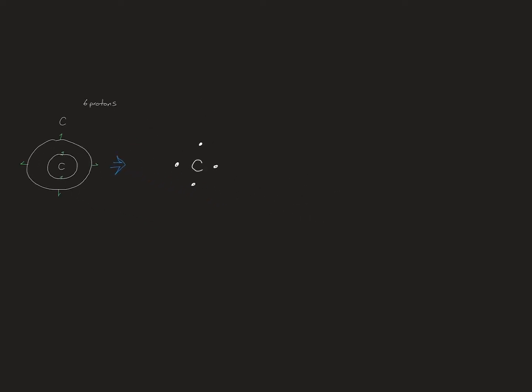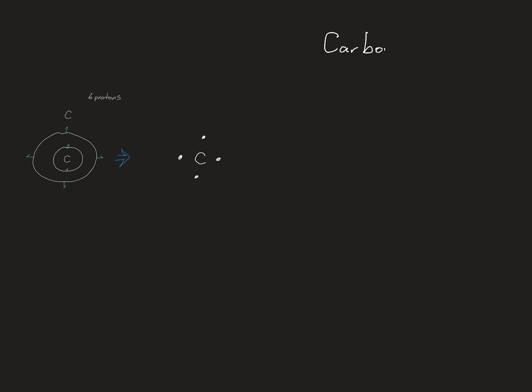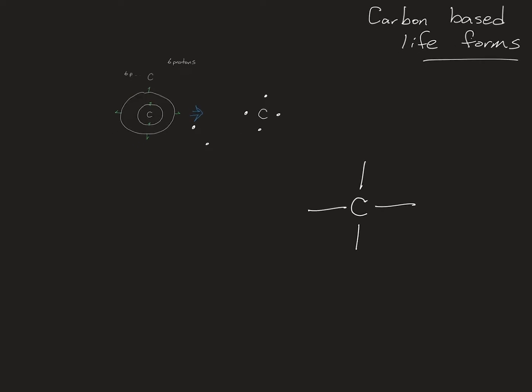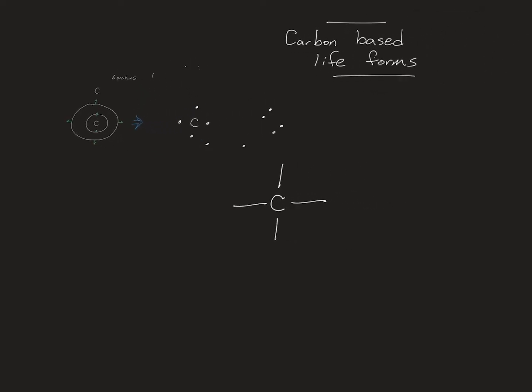Now, why is carbon so interesting, and why is all life on Earth carbon-based life forms? Because at least one interesting thing about carbon is that it can form 4 bonds. So it can go in 4 different directions. Where if you used oxygen as the base, 1, it's fairly reactive, and 2, it's going to go in 2 directions. So this increases the number of shapes.